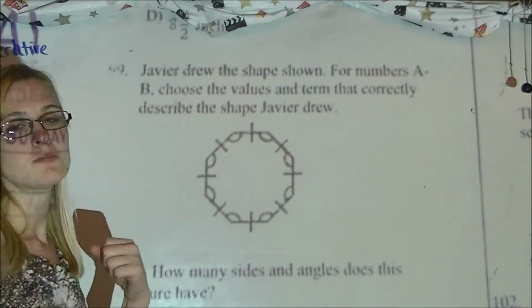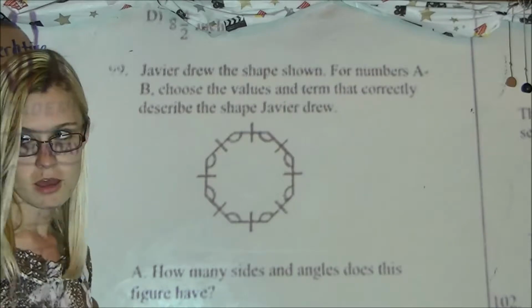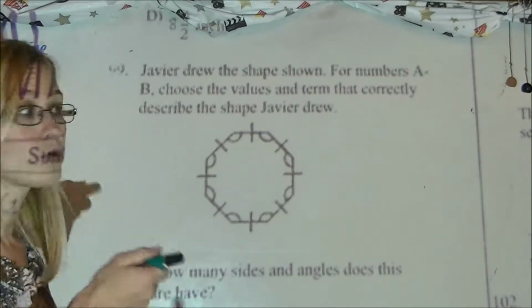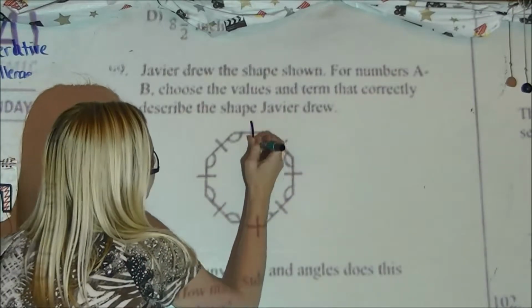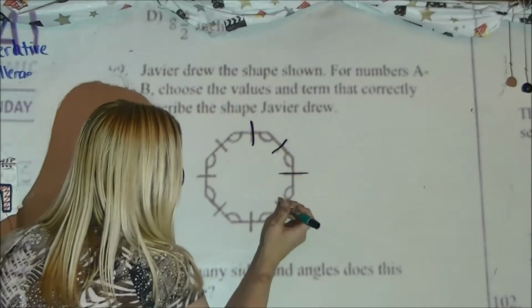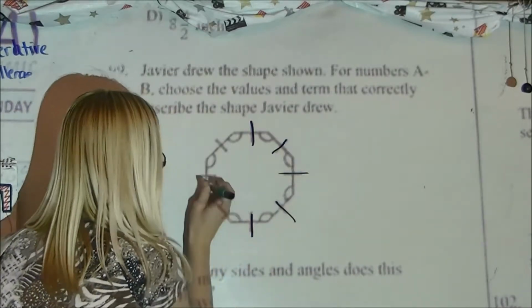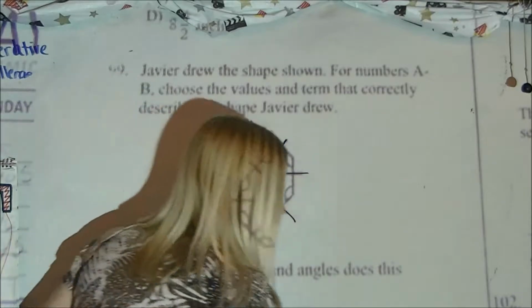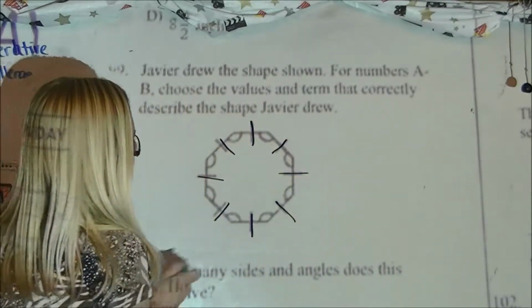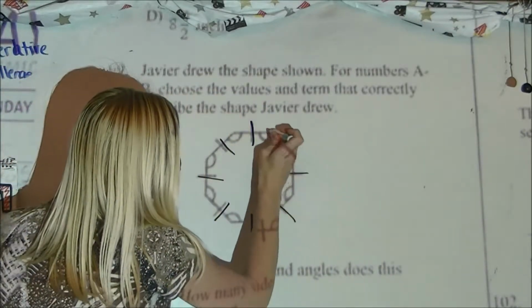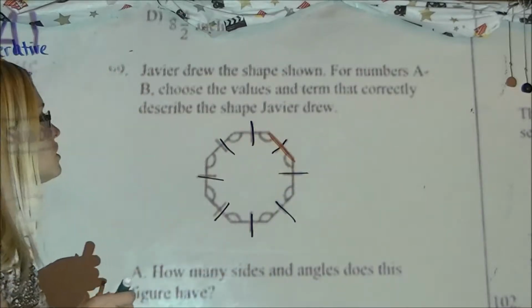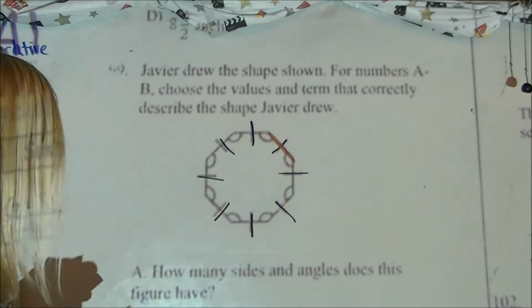So they have markings, but what I always recommend is that you mark over them so you make sure you don't double count one or miss one. So I'm going to mark over. I have 1, 2, 3, 4, 5, 6, 7, 8. I have 8 sides. And again, what is a side? It's that part that's connecting your two vertices. It's that straight line. So there's your sides. I have 8 sides.